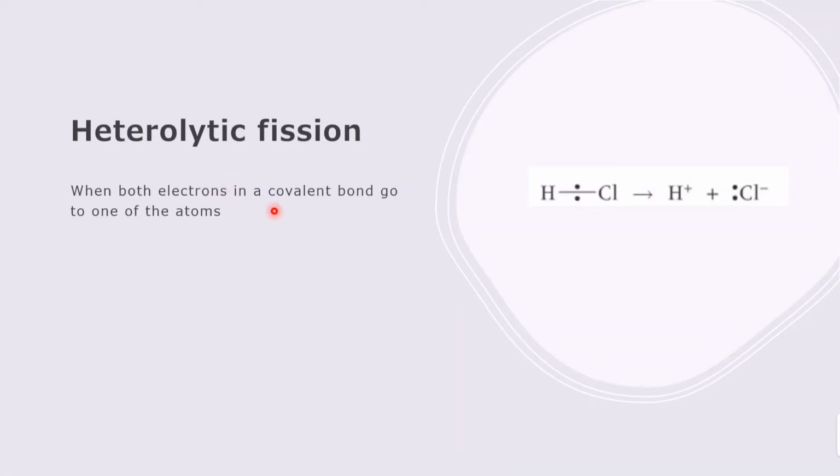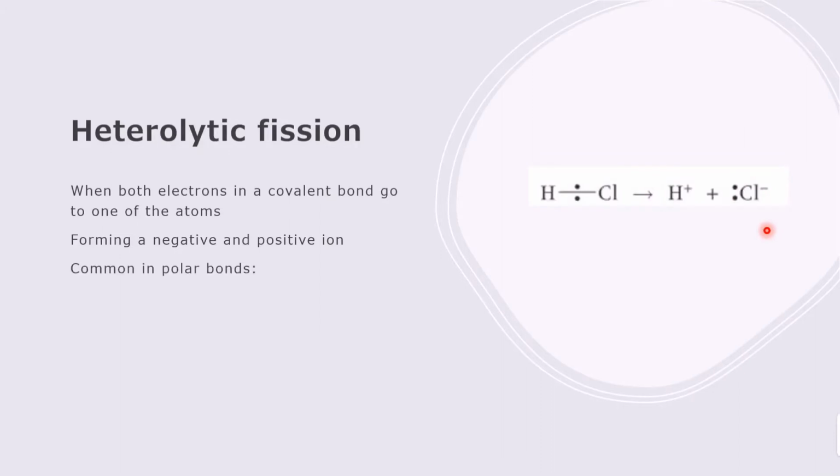This is when both the electrons in a covalent bond go to one of the atoms. So if this is our covalent bond, we have our two bonding electrons, and during heterolytic fission, both of these bonding electrons in the covalent bond go to the chlorine. So they go to one of the atoms in the bond, and so this forms our negative and positive ion. Heterolytic fission forms a negative and positive ion because both of the bonding electrons go to one of the atoms.